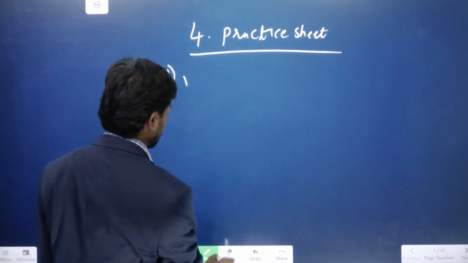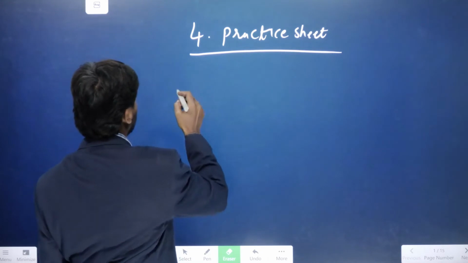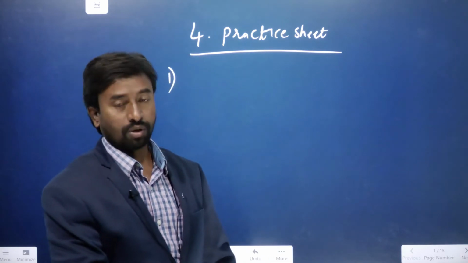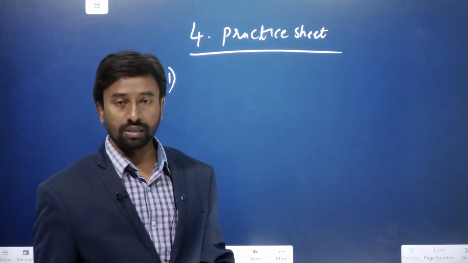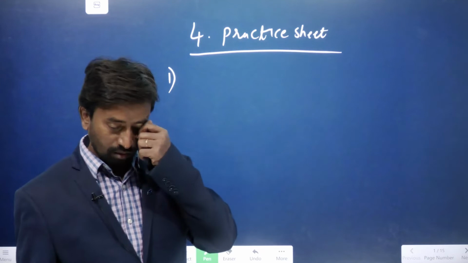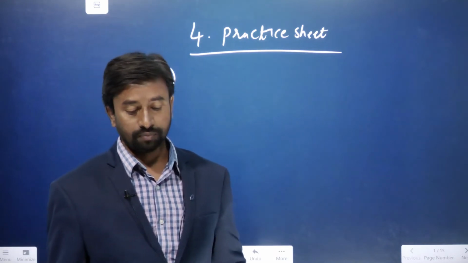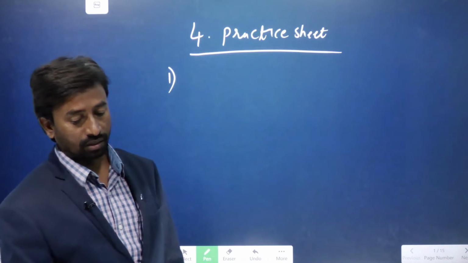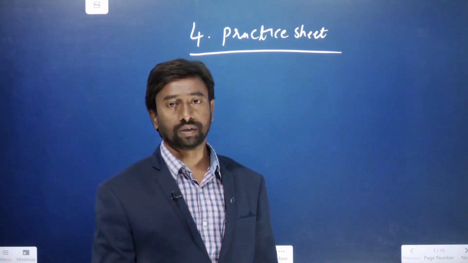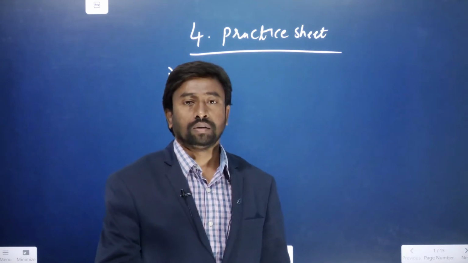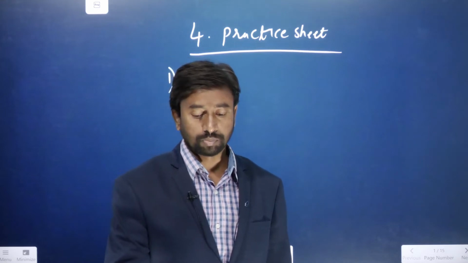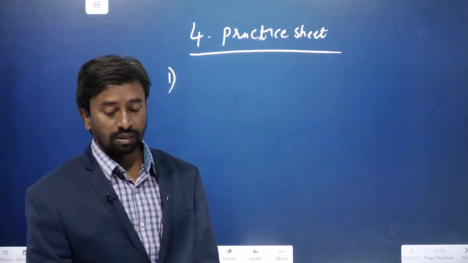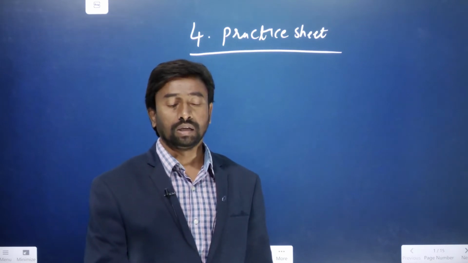Here the first question is given. Product of two vectors. The first option: always results a scalar. Second: always results a vector. Third: it is not possible. And fourth: may result a scalar or a vector. They did not mention in the question whether the product is a vector product or dot product, so we cannot say it is particularly a scalar or particularly a vector. So we can write option 4: may result a scalar or a vector.